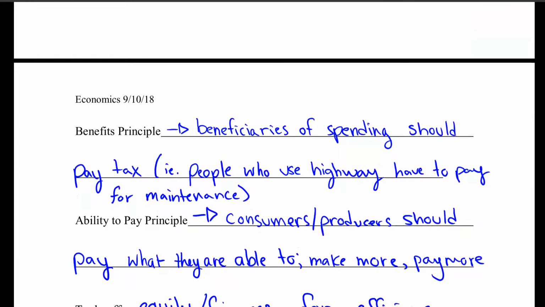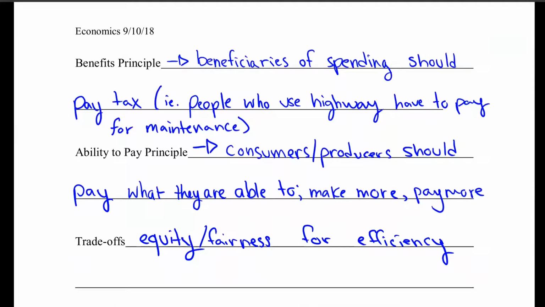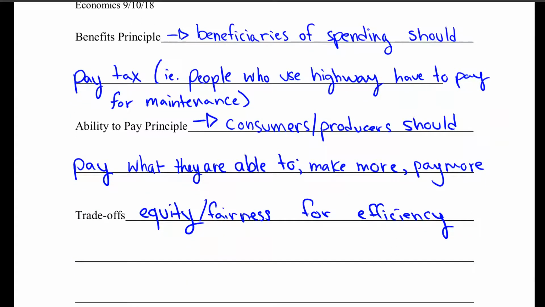We've got a couple of principles we're going to talk about. All right, the benefits principle, which says that the people who benefit from it should be paying the tax. So people who use the highway should be paying for the maintenance. So that would be like a toll. They're saying, well, people who ride on it need to help contribute for its maintenance. The ability to pay principle says that consumers or producers should pay what they're able to. All right, if you make more, you should pay more.